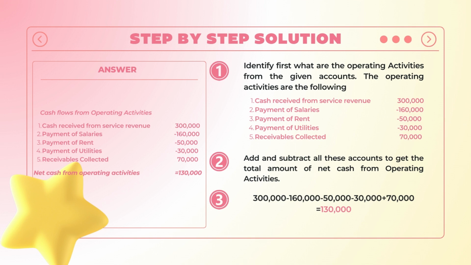Add and subtract all these accounts to get the total amount of net cash from operating activities. 300,000 minus 160,000 minus 50,000 minus 30,000 plus 70,000 for a total of 130,000. And that would be the total or net cash for our operating activities.